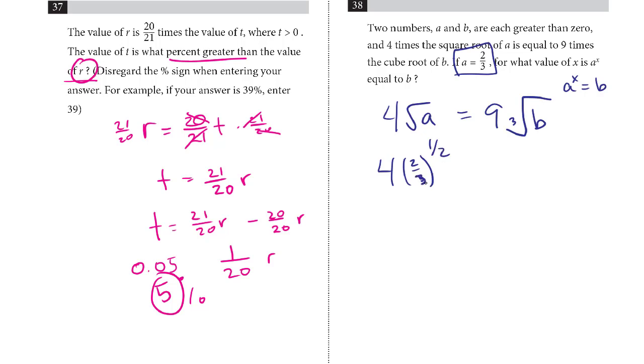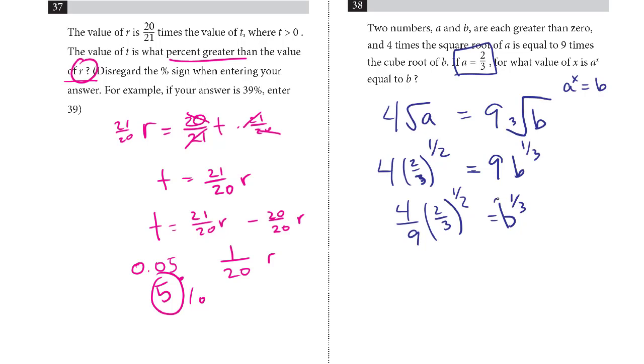as a rational exponent. That's the square root. And this is 9 times b to the 1/3. Well, I can solve for b here. Let's get my 9 over to the other side first. 4/9 times 2/3 to the 1/2 equals b to the 1/3.